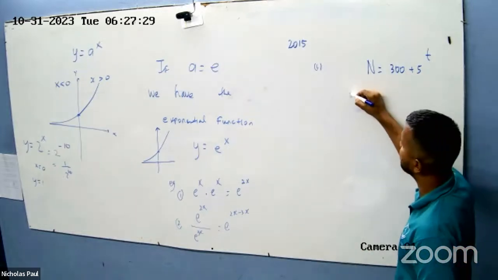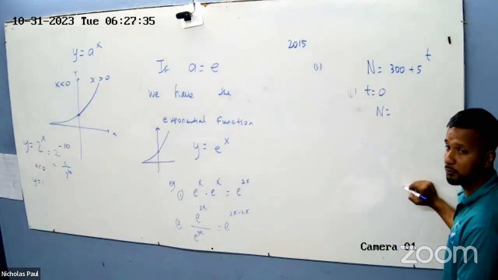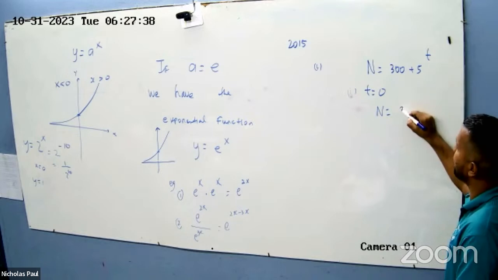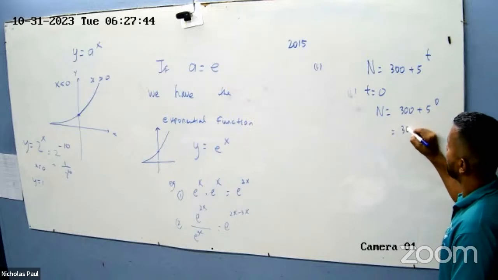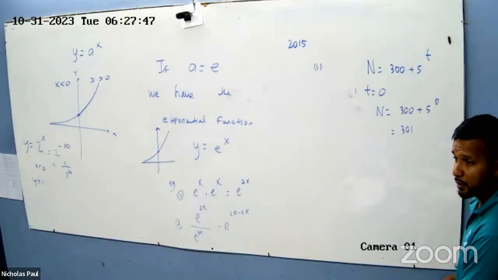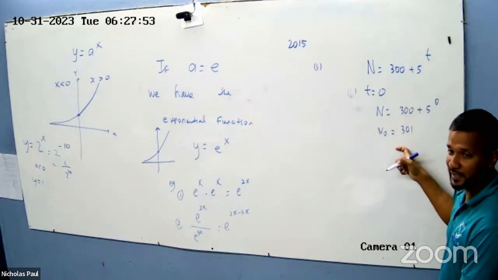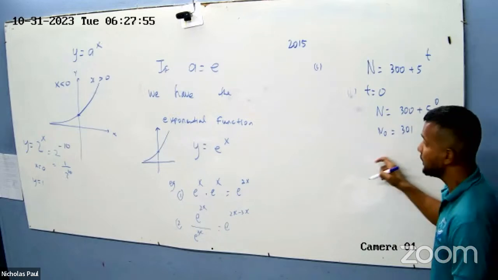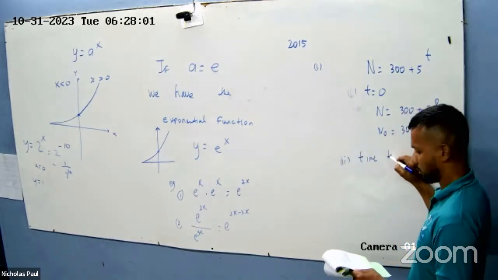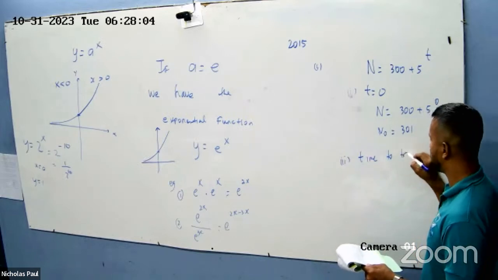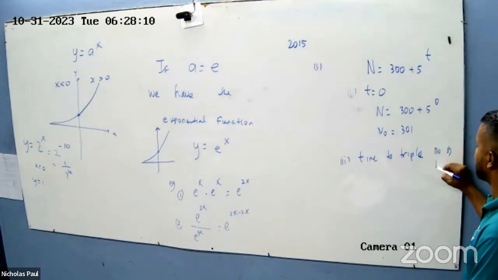The first thing they ask us is, when T is 0, how much bacteria do you have? You just plug T is 0 in there, so you'll get 301. That's the initial amount of bacteria, and they were able to use our exponential function to get it. Just one more thing they ask: they want the time to triple the number of bacteria.